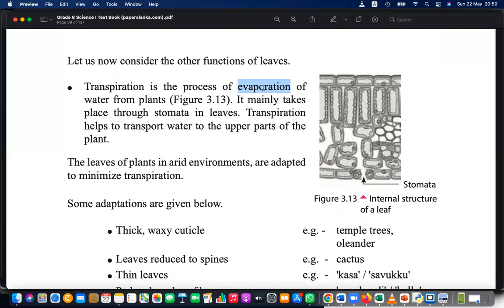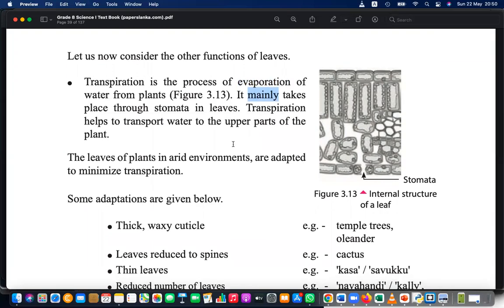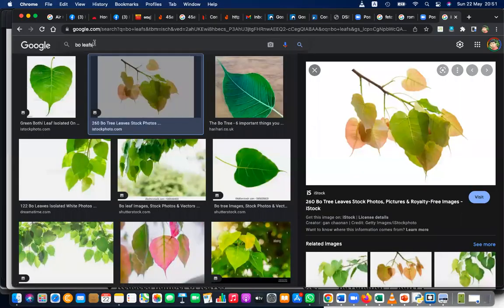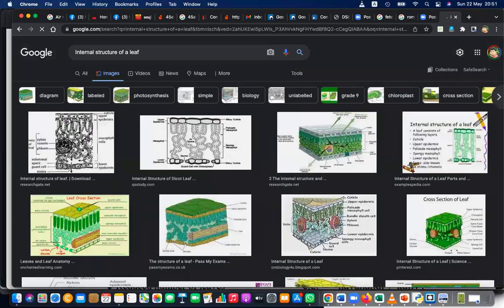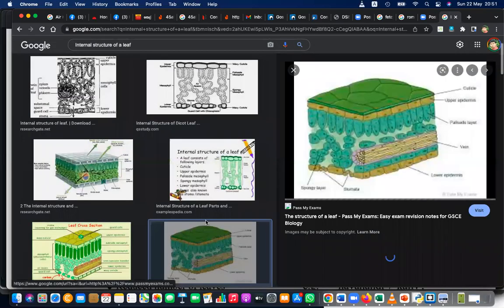Okay. So here, this is called transpiration. It's like evaporation. It mainly takes place through stomata in the leaves. So what are stomata? Stomata are like these caps you can see. This in between is actually the internal structure of the leaves, zoom view. If you need a color image, let's search for a color image, and you can see that this is a microscopic view. Okay, here, a 3D.